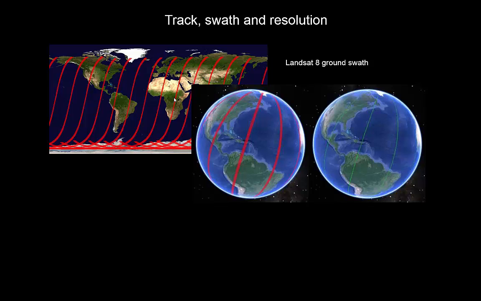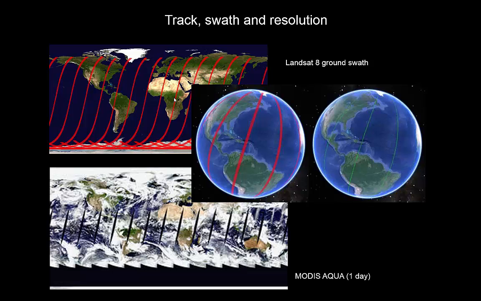Here's another way of looking at that, and if you look at the MODIS satellite, which has much broader swaths and lower spatial resolution, you see that it can almost cover the whole Earth in one day, except at the equator where it skips a little bit every day. So this is the relationship between track, swath and resolution.